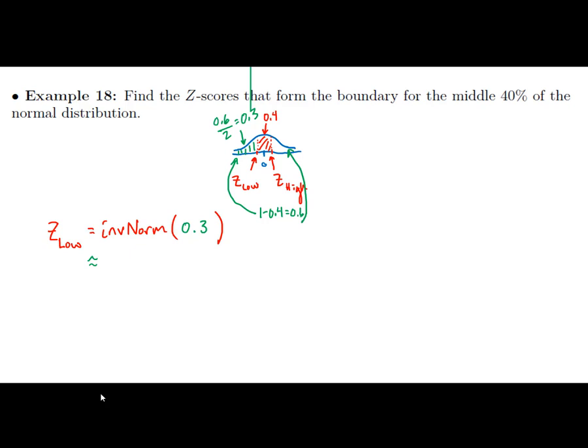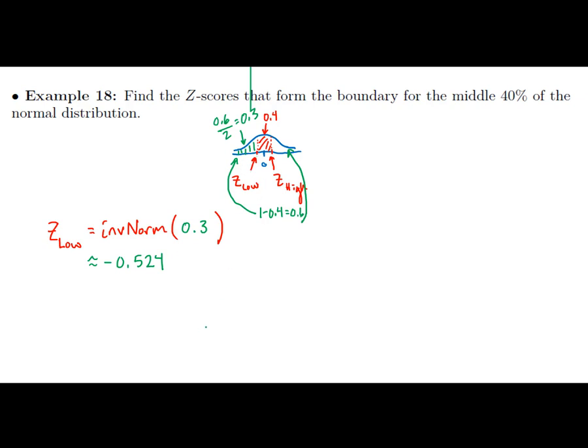So my answer there is negative 0.524. Okay, and that seems reasonable, right? We know between negative 1 and 1 would be 68%, so negative 0.524 seems like a pretty reasonable lower bound for the middle 40%.